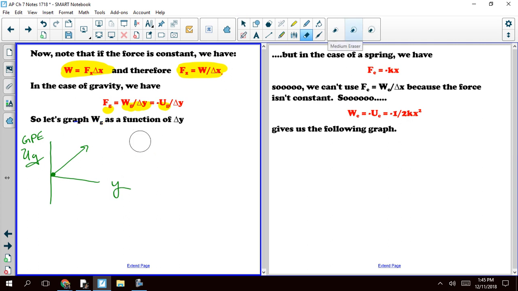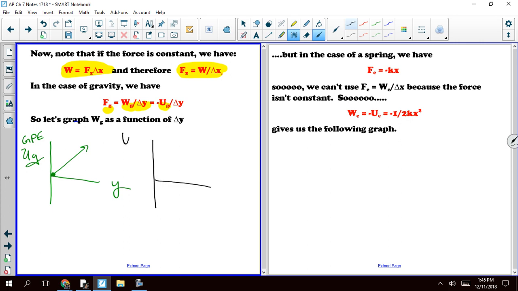So then, suppose I wanted to graph the work done by gravity. Well, remember, the work done by gravity is just equal to the opposite of the change in Ug, right? So I can call this delta y. I guess I could call this delta y if I had wanted to. So the work done by gravity is just the opposite of the change in gravitational potential energy. So that's just going to look like this. Okay.